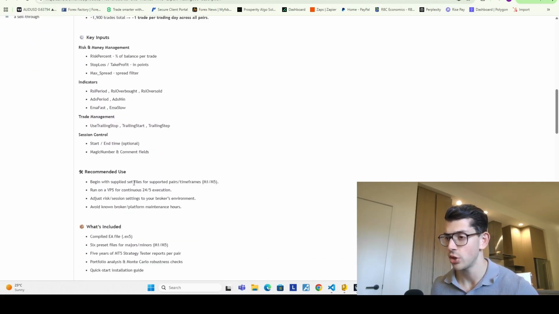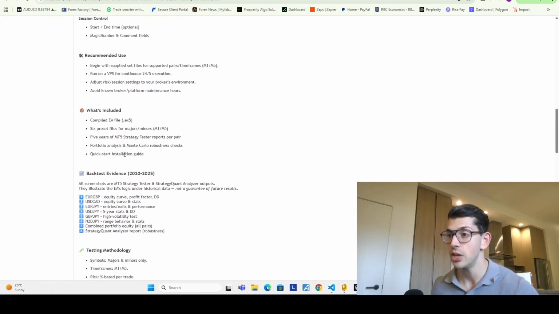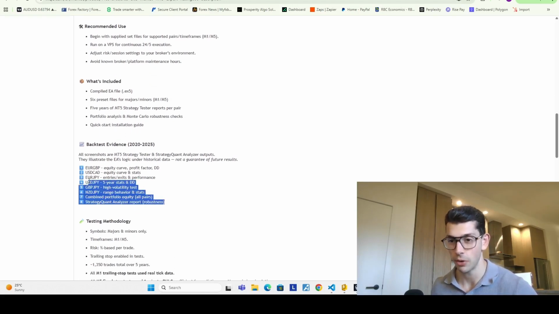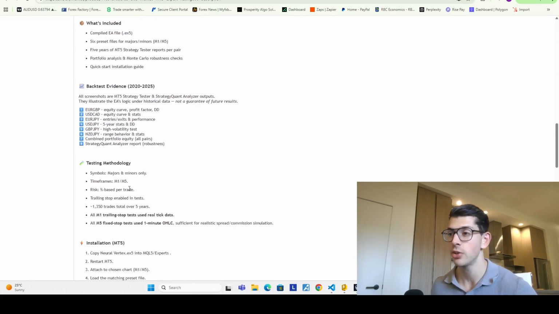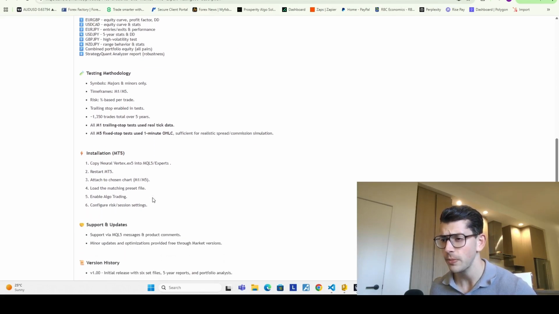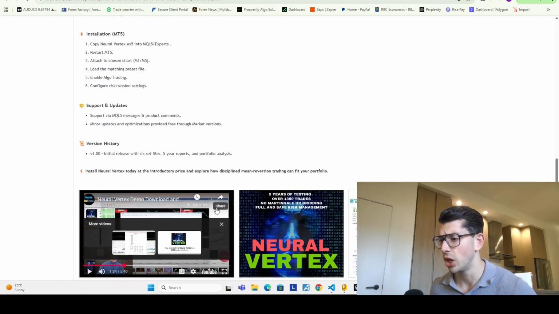Trade management, session control, you get the EAs, you get various set files. When you're running so many different pairs, you probably need different set files. You're also running it on the M1, M5. It seems to be trading a hell of a lot of the time, so 1,350 trades over 5 years. So actually it's not that crazy. I guess it depends on how many pairs you're using. And yeah, looks pretty solid.